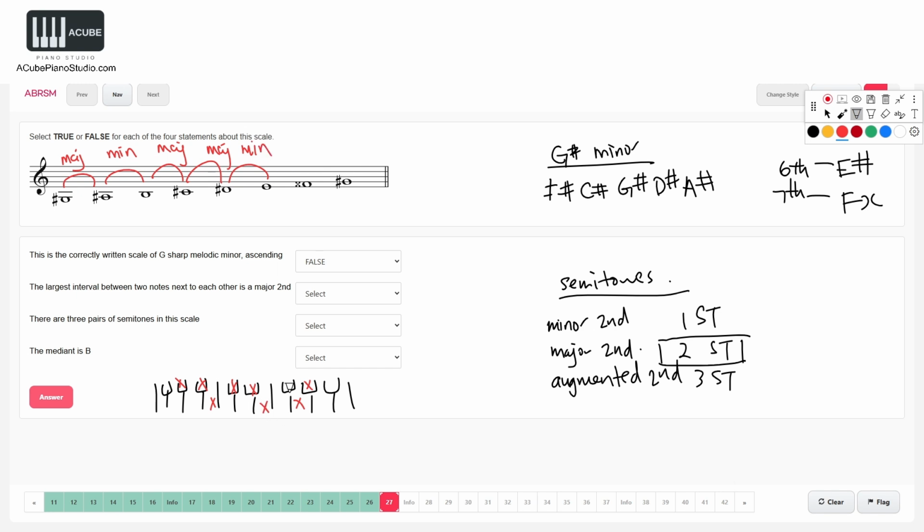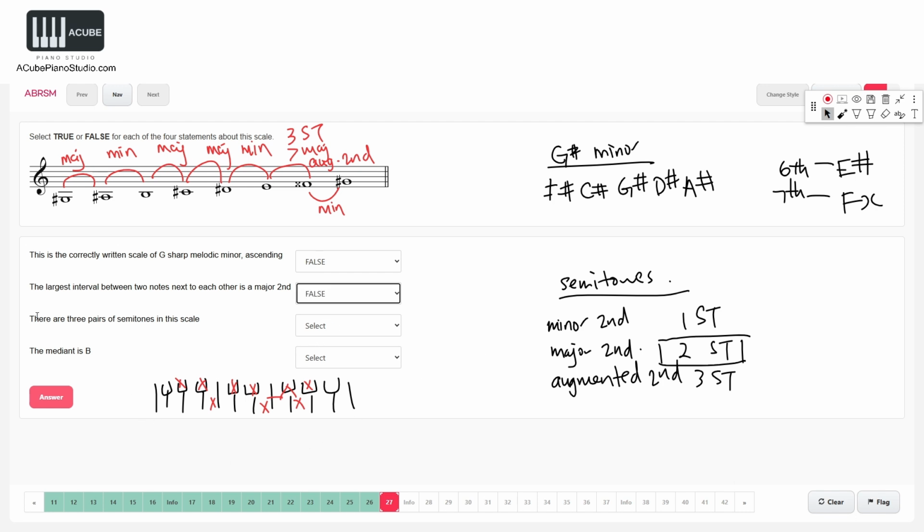Then E to F double sharp here is 1 semitone, 2 semitones, 3 semitones. It's 3 semitones, so it is greater than a major 2nd interval. In fact, it's an augmented 2nd. Next, from F double sharp, which is essentially G, to G sharp is 1 semitone, so this one is a minor 2nd apart. So in other words, the largest interval between 2 notes next to each other is not a major 2nd, it's an augmented 2nd. So it is false.